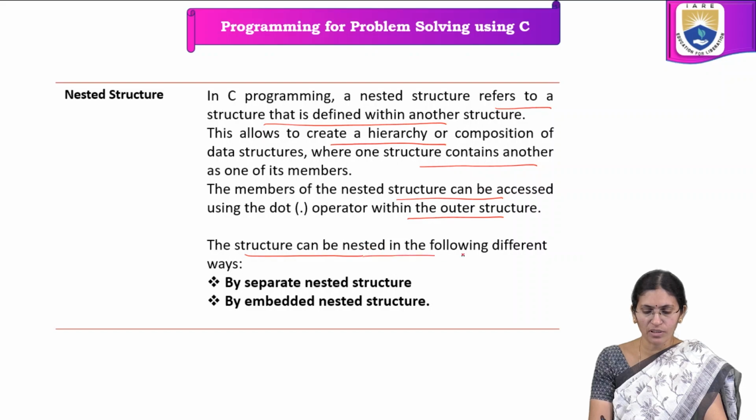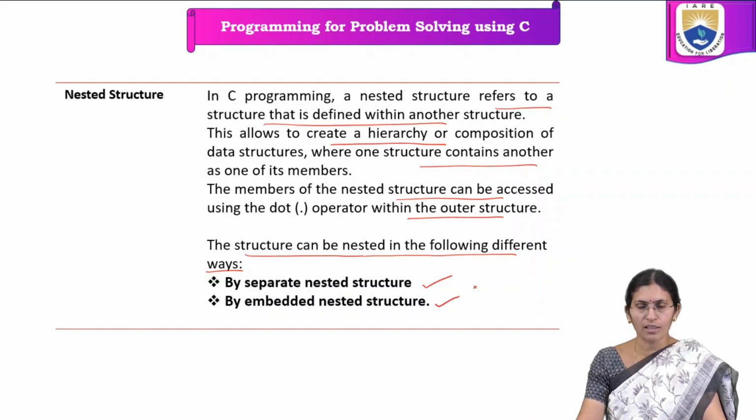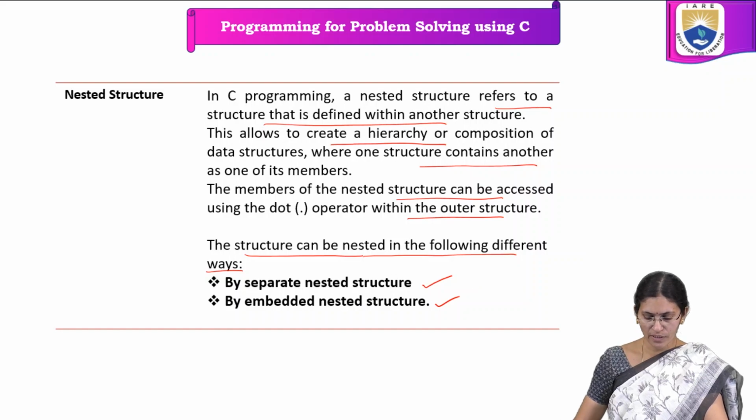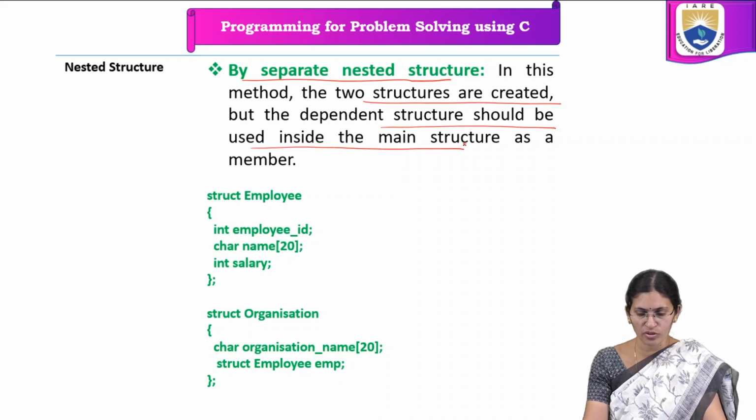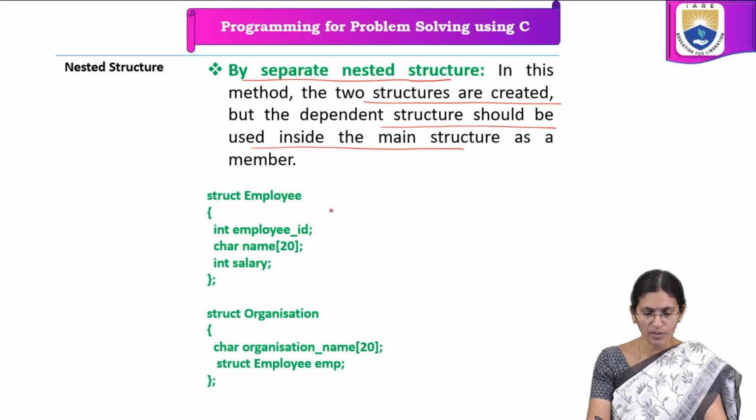There are different ways. Structure can be nested in the following different ways. First one is by using separate nested structure, and the next one is by using embedded nested structure. We'll see one by one. First one, separate nested structure. In this method, two structures are created, but the dependent structure should be used inside the main structure as a member. For example, consider this example.